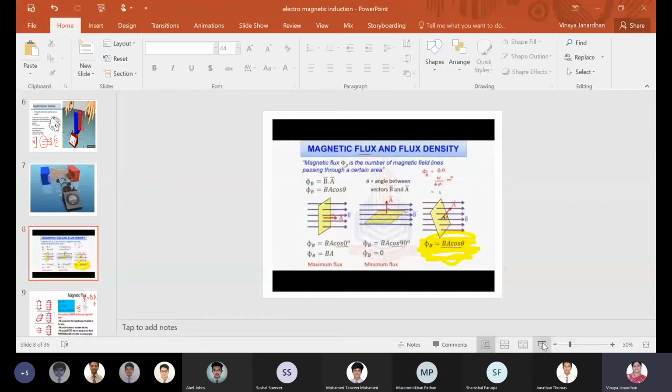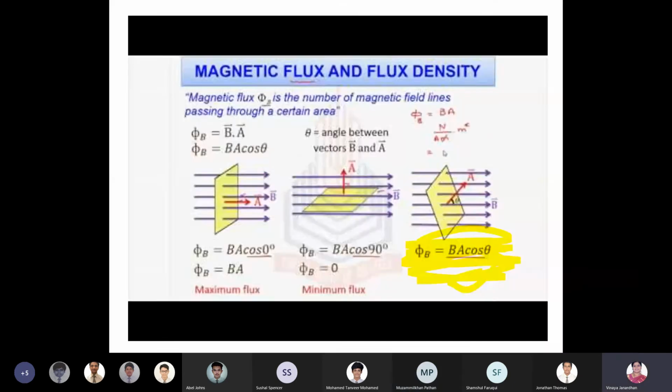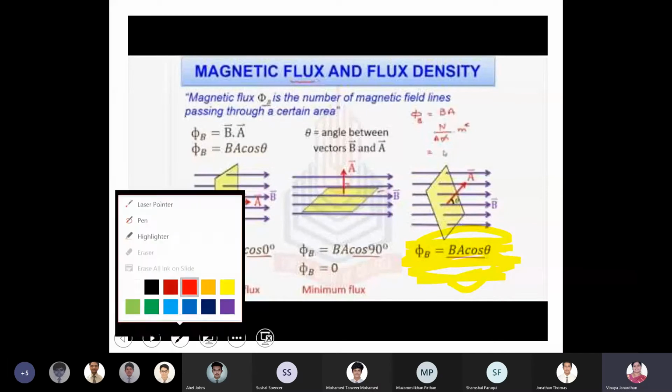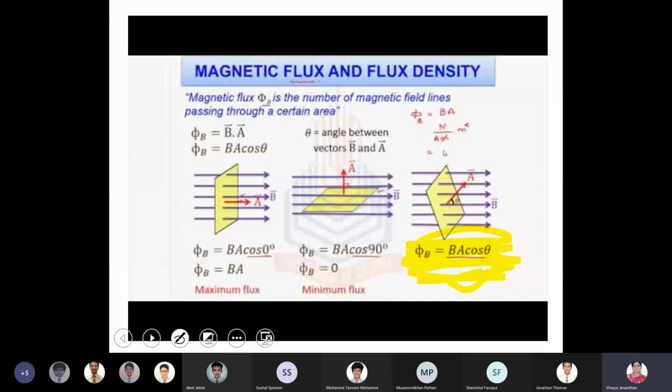Before going to electromagnetic induction, you have to define what is meant by magnetic flux. So magnetic flux is the number of magnetic field lines which are passing through any given area. Only thing, just add perpendicular to its surface, boys. Just add the statement. Now we'll see what is magnetic flux.